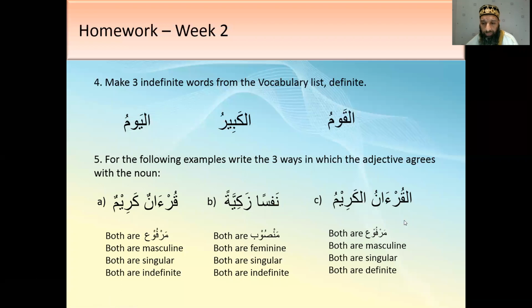Last one. Al-Qur'anul Karimu. Both are, what case are they both? Yes, both are definite. Both are marfu. Both are singular, and both are masculine. So you won't have Al-Qur'anu Al-Karimatu, because Al-Karimatu is feminine, but it's describing the Quran, so it can't be Karimatu, it'll be Al-Karimu.